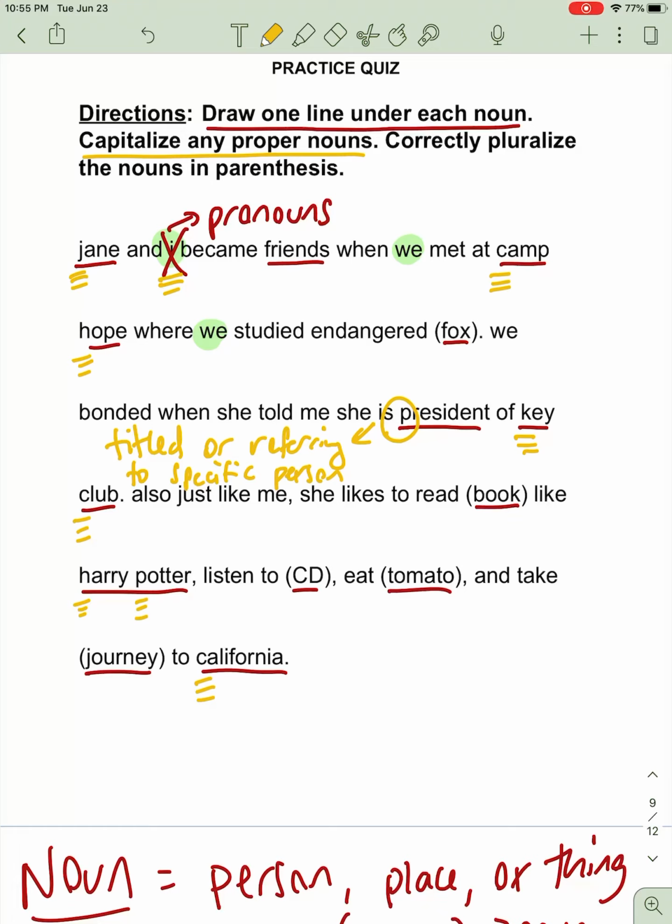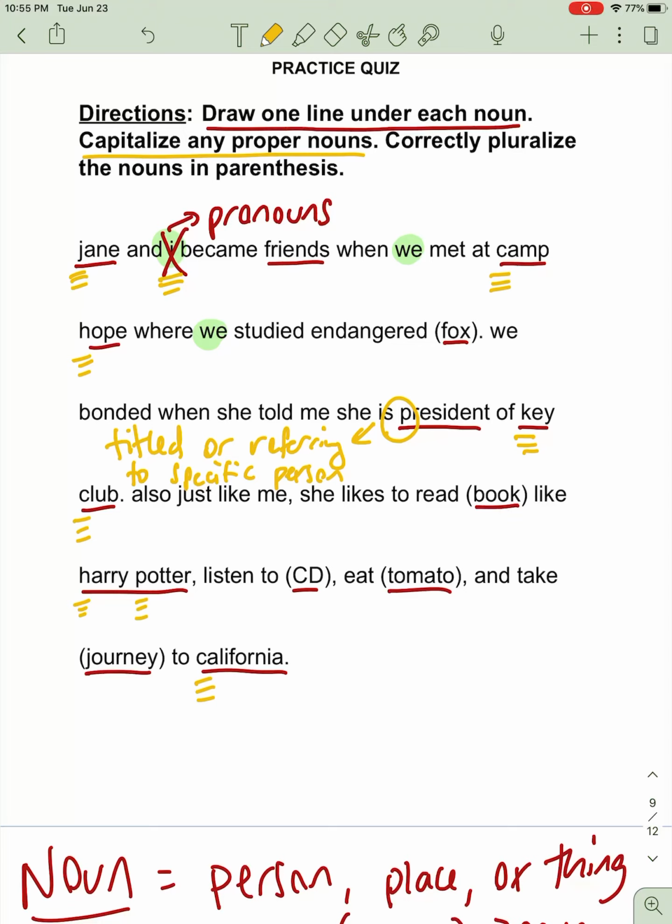This is similar to words like doctor or captain. And sometimes these can get a little tricky. So if I said, I talked to Dr. Johnson yesterday because I've been struggling with depression, doctor is part of the title. It's referring to a specific person, Dr. Johnson, so I'm going to capitalize it.